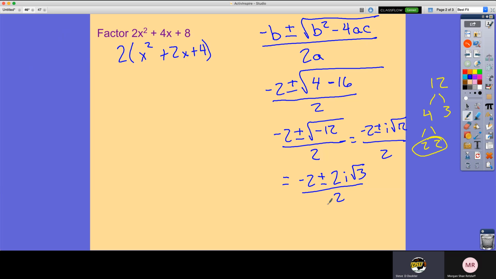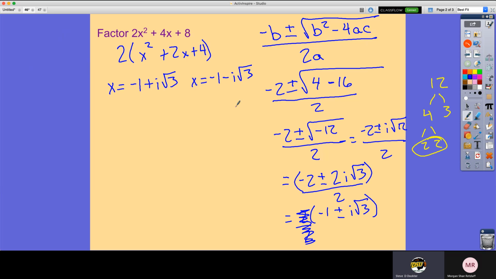Now, can we simplify that? Is there anything we can pull out of the top to simplify with the bottom? We can take a 2 out. Now, please do not just cross things off here. This whole top is an expression, so you have to factor out a 2 out of the top. So we're left with negative 1 plus or minus i square root of 3, and that is all over 2. And then those 2's can cancel. So what that tells us is x equals negative 1 plus i square root of 3, and x equals negative 1 minus i square root of 3. Those are what the answers would be if we were solving this.